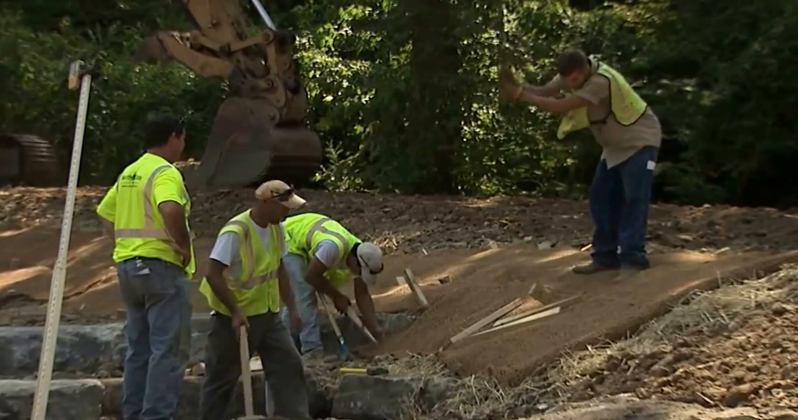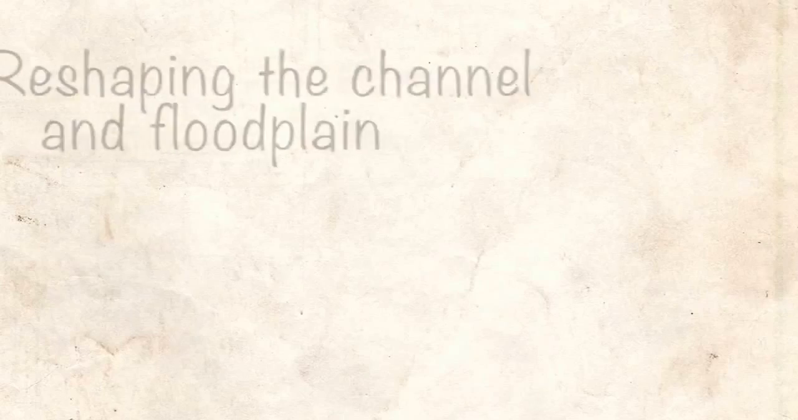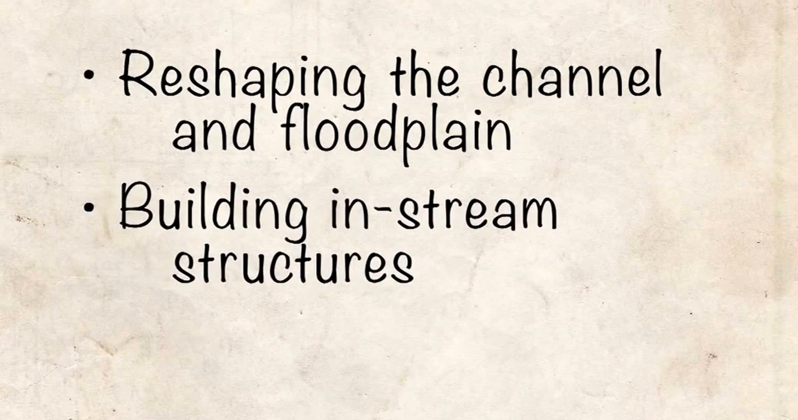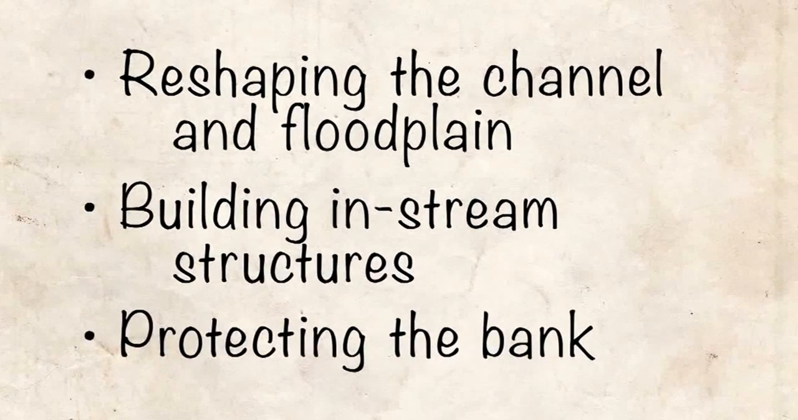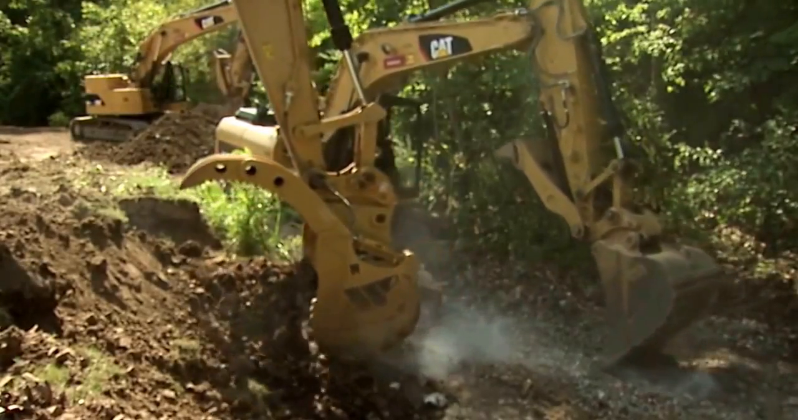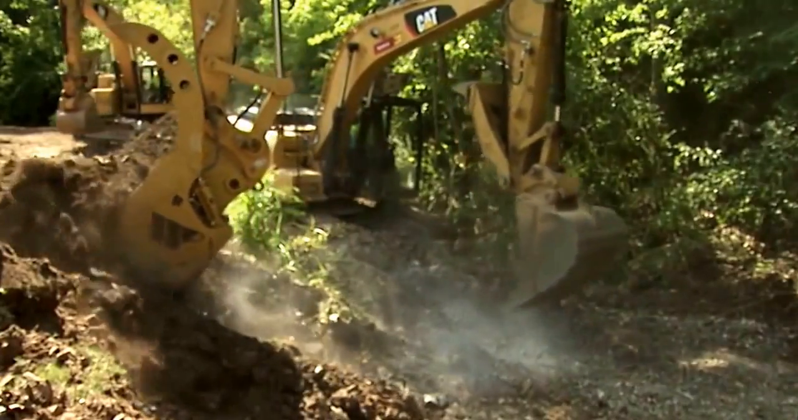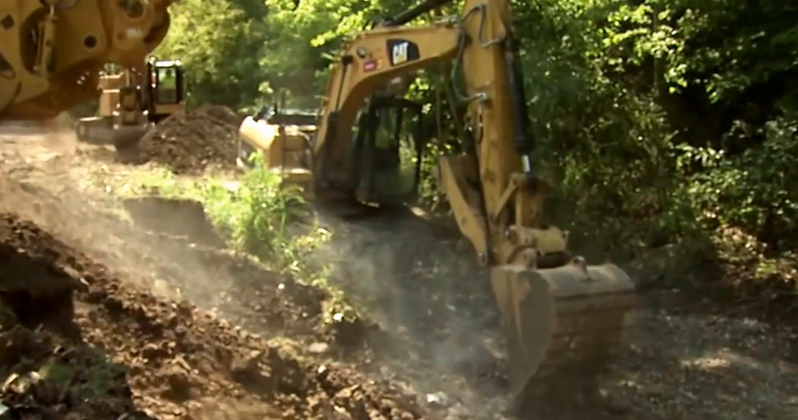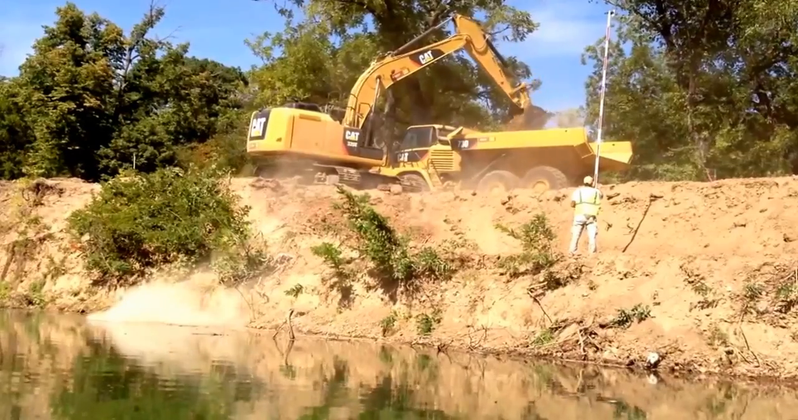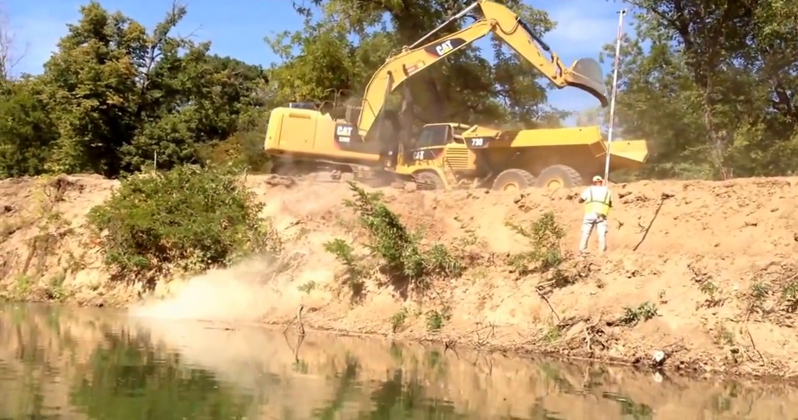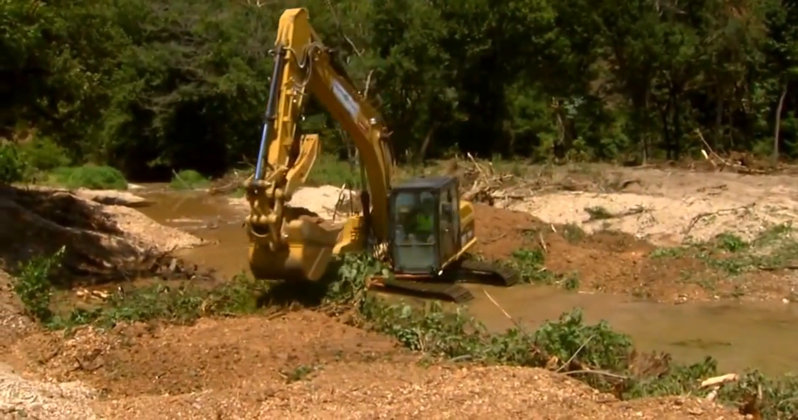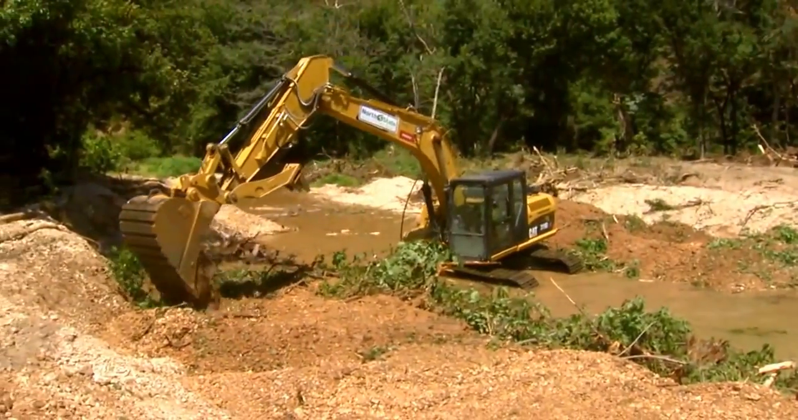Natural stream restoration includes 3 parts: reshaping the channel and floodplain, building in-stream structures, and protecting the banks. To begin restoring a stream, first you have to reshape it, moving dirt and rocks to establish a more natural stream channel and floodplain. Reshaping can start with grading banks, creating benches and more gentle slopes. This will reconnect the stream to its floodplain and help slow the water during rain events.